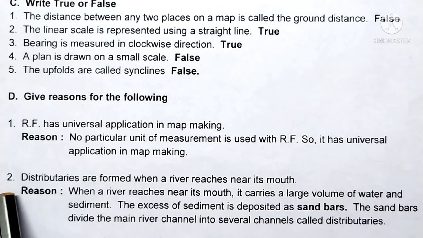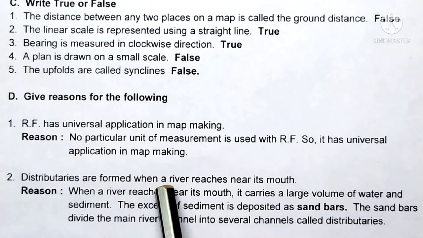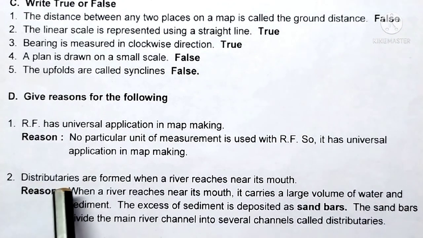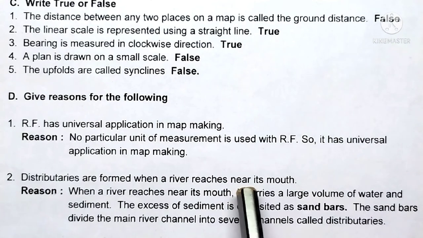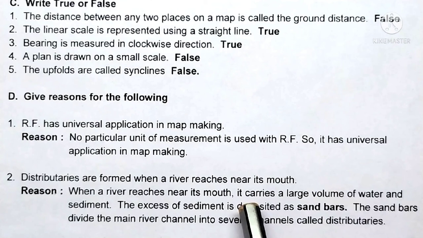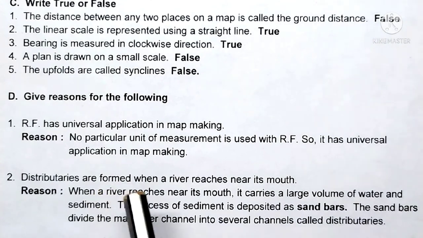Question number 2. Distributaries are formed when a river reaches near its mouth. So, distributaries are formed only when a river reaches near its mouth. What is meant by mouth of a river? The place where a river meets the sea or an ocean is known as mouth. So, distributaries are formed only near its mouth.